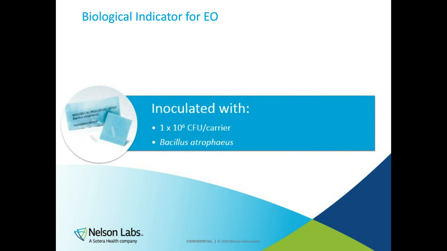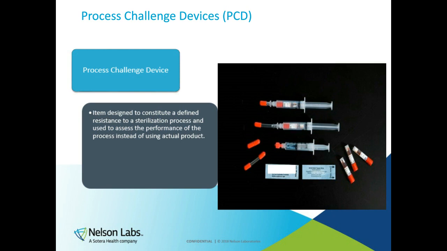The next definition is process challenge device. A process challenge device is really a surrogate for your product. It simulates the resistance of your product, and the proper definition is that it's an item designed to constitute a defined resistance to a sterilization process and used to assess the performance of the process instead of using a product. Again, it really is a coupon or a surrogate for using a live product, which in some cases can be very costly.